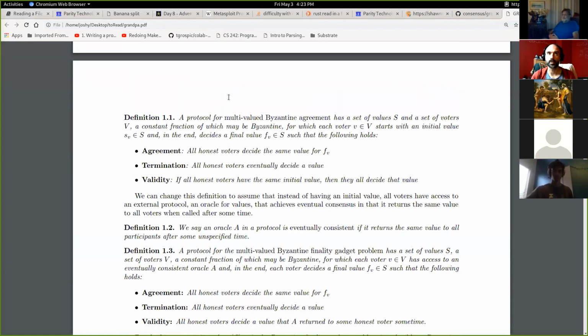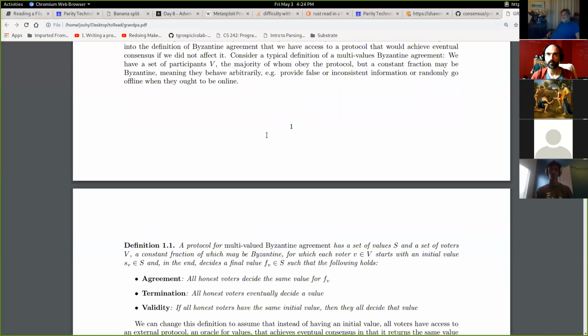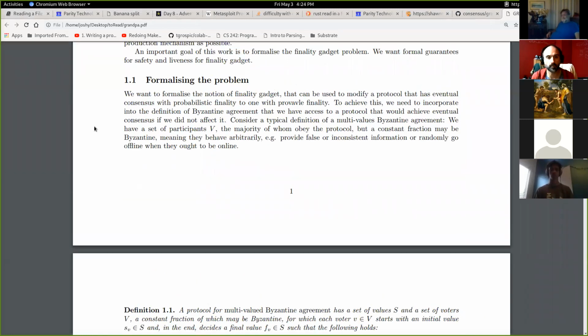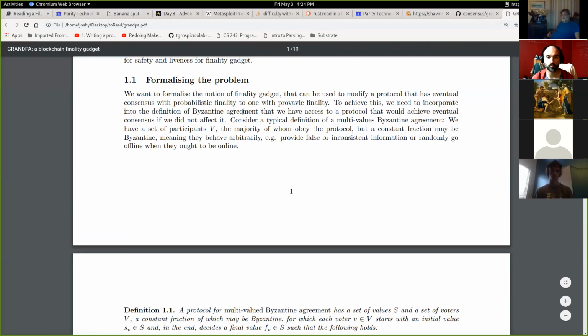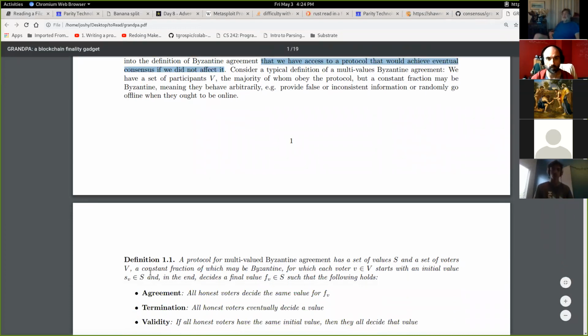And it also can be a proof of stake, right? That's a great question. I think the answer is yes, but I don't really know. So let's see how they described it here. They said, we need to incorporate into the definition of Byzantine agreement that we have access to a protocol that would achieve eventual consensus if we did not affect it. So I think as long as we meet those criteria, probably we're good. I think the example below is proof of stake. This one in definition 1.1?